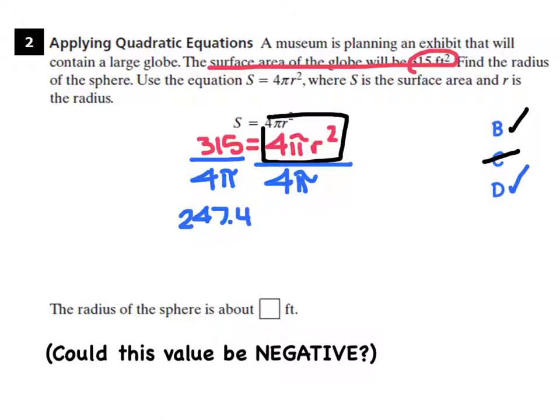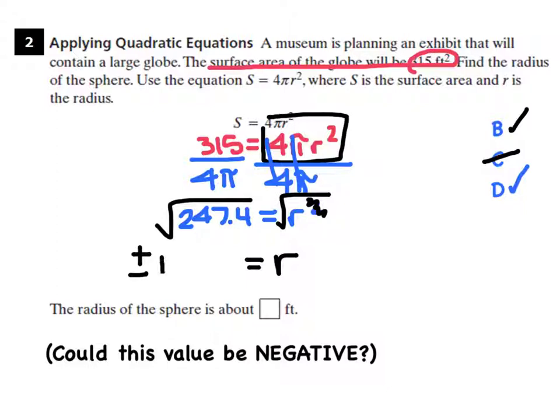247.4. So that's 315 divided by 4 pi. The answer is 247.4. And we cancel out our 4 and our pi, and we're left with r squared. Now, remember, you're not done because you have to get rid of the squared by taking the square root of both sides. So that cancels out the squared part. We bring down our r equals, the square root of this is going to be plus or minus 15.7. And notice it's an approximation, so it's approximately this.